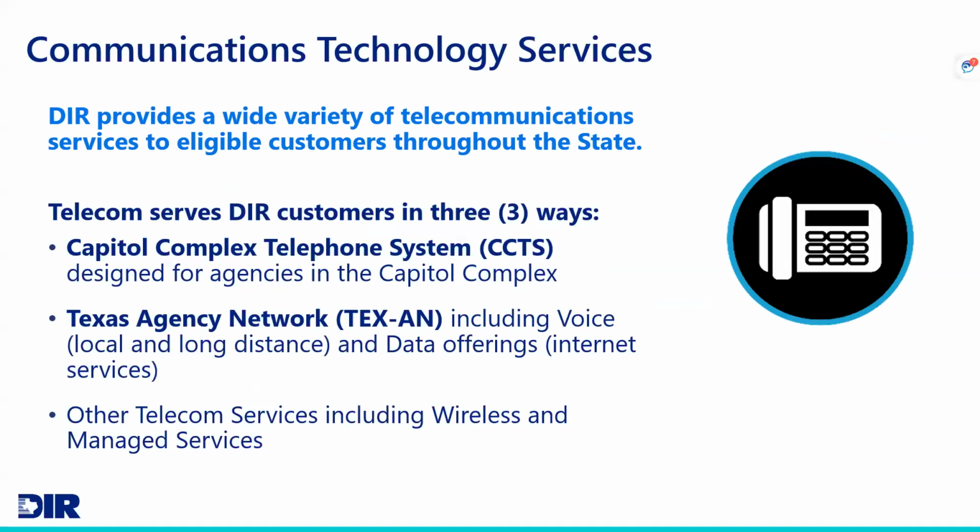We also offer telecom services through our contract offerings as well. And we do that in 3 ways. Again, we manage the Capitol Complex telephone system, which is for agencies in and around the Capitol and the Capitol building itself. We've also got our TXAN contracts, or our Texas Agency Network contracts. Those offer you, our customers, things like voice services, including local and long distance services, as well as data offerings. And that includes internet services that you can buy through those contracts as well.